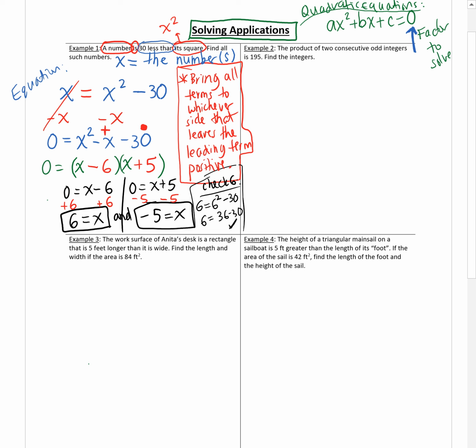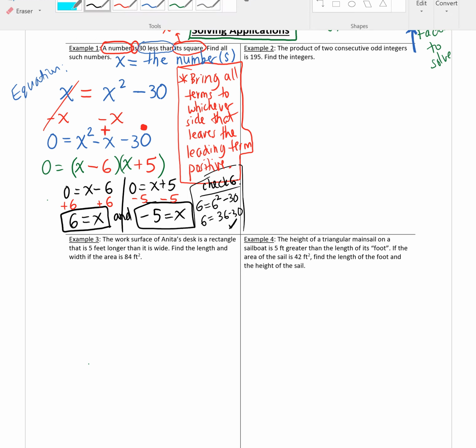But yeah, then you could try negative 5, and that should work as well. Alright, might as well try example 2 now. I think we're on a roll.